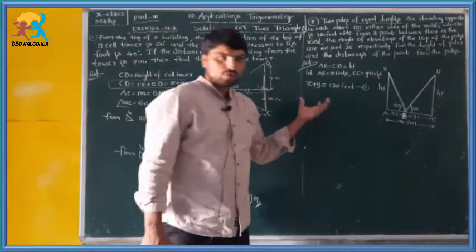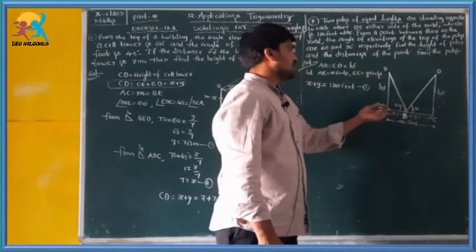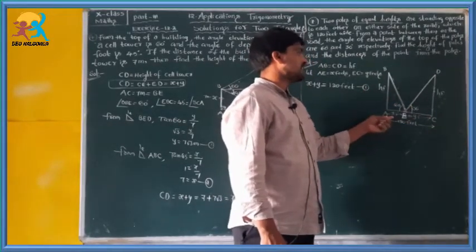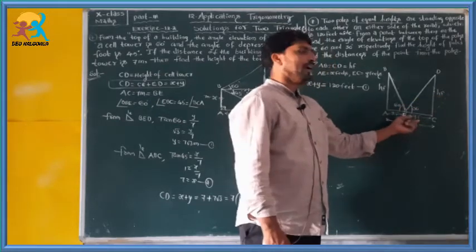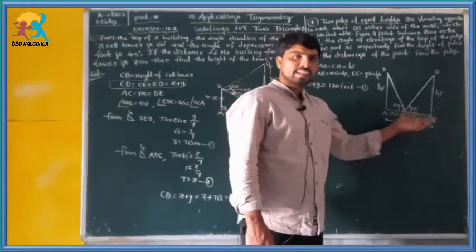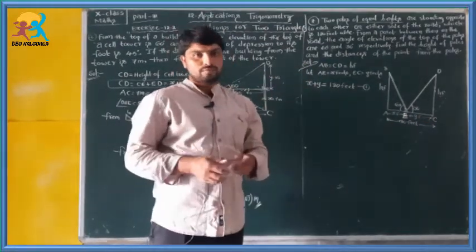I am leaving this question for you because the figure is there. Consider tan 60 and tan 30 to get the relation between H and X, and between H and Y, and use this equation. You will get the value of H as well as X and Y. Please try by yourself.